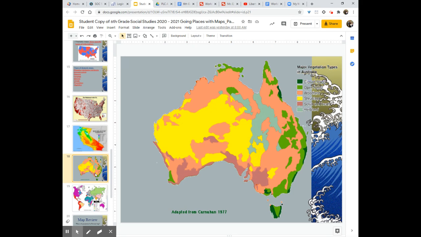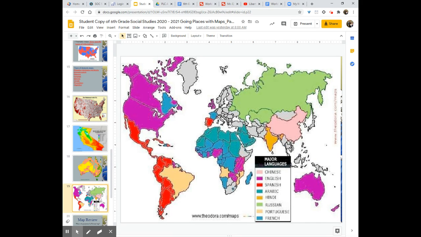You could look at things like vegetation in Australia. You can also look at how languages are broken down. So you can see here that according to this map, English is primarily spoken here. Spanish is primarily spoken throughout South America and Central America. And also you can see here how Arabic is in the top portion of Africa. These are just different ways that you can use maps to help you understand things better.